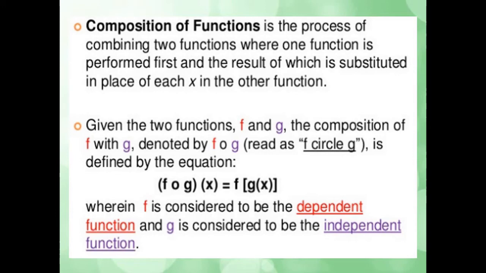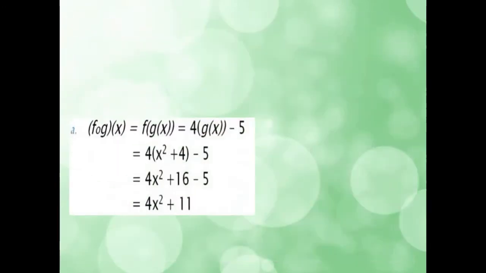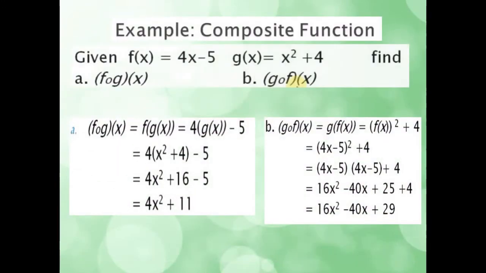Example, composite function. Given f of x is equal to 4x minus 5 and g of x is equal to x squared plus 4. Find letter A, f circle g of x. Letter B, g circle f of x. For letter A, f circle g of x is equal to f of g of x.